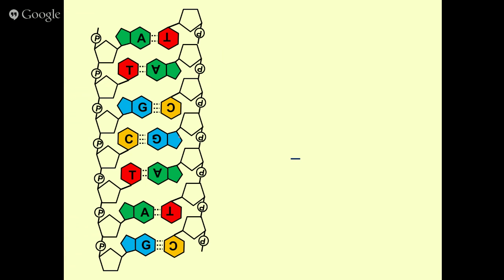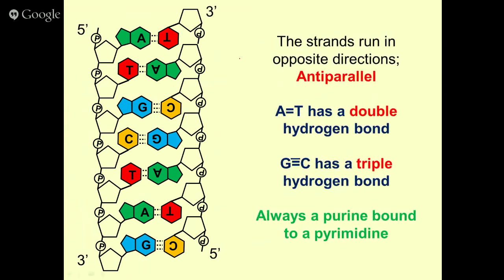So if you look at the DNA molecule with the hydrogen bonds holding the 2 strands of DNA together, you'll notice that the strands are called anti-parallel. So that means that this one is kind of going this way, 3' to 5', and this one is going this way, 3' to 5'. So you'll see that the strands are going kind of opposite directions. You'll also see that between A and T, you've got your double hydrogen bonds, and between G and C, you've got your triple hydrogen bonds. And remember, you're always going to have a purine bound to a pyrimidine. The purines are the 2-ring structures. The pyrimidines are the 1-ring structures.